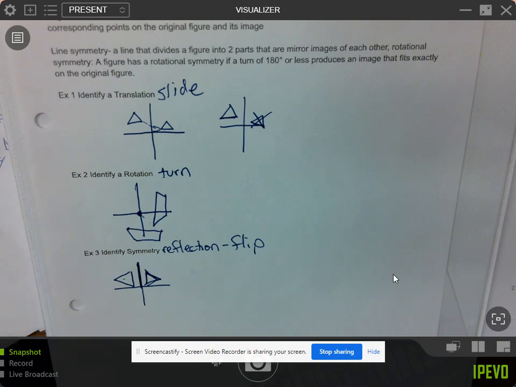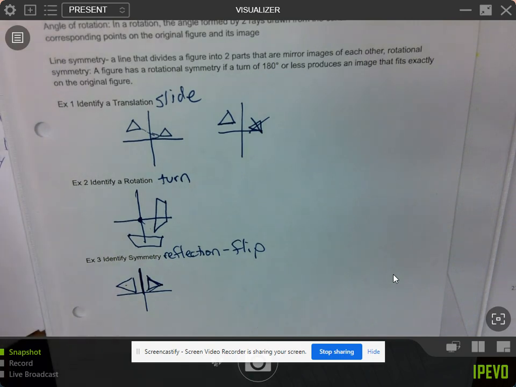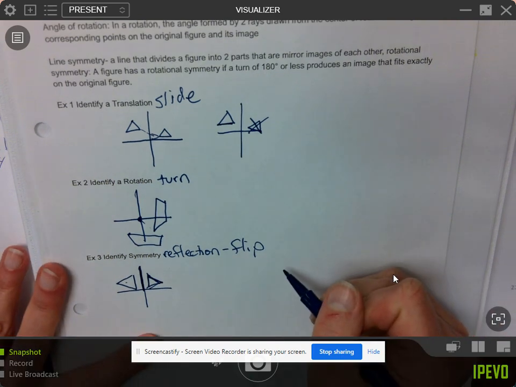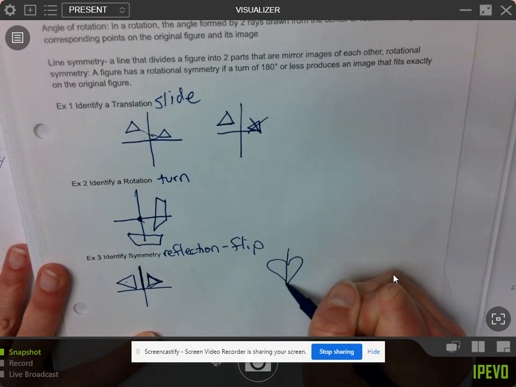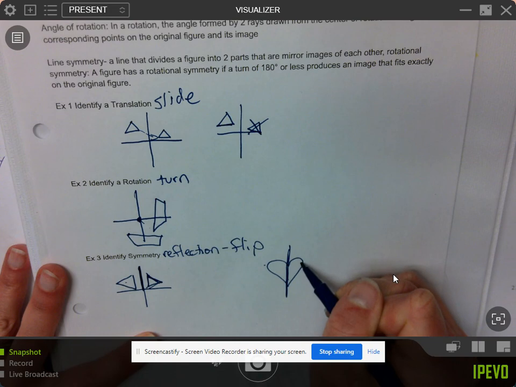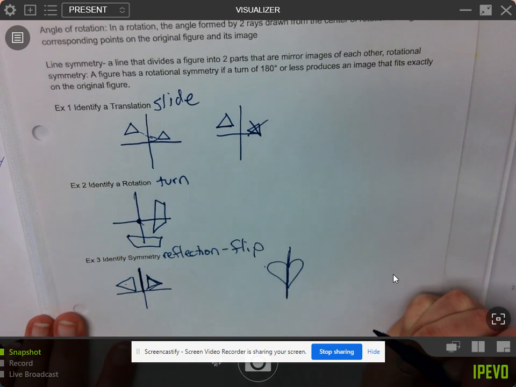Our assignment for today is page 139, 140. Remember that line of symmetry is where you would fold it for them to be identical on both sides. Some figures have more than one line of symmetry. So for the line of symmetry, if we had our heart, that line of symmetry would be right here because we would fold it and it would look the same.